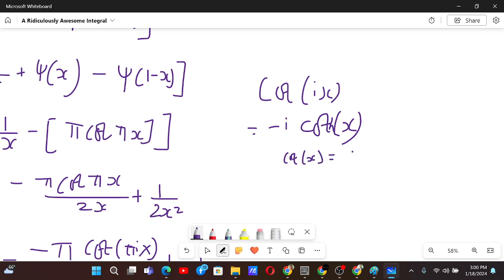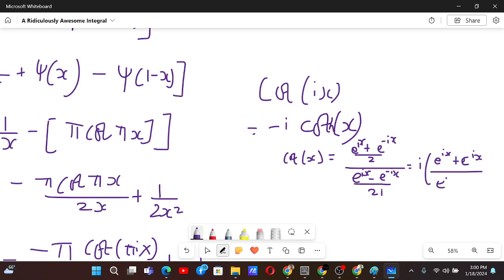Cos x is e to the power ix plus e to the power minus ix by 2, and sin x is e to the power ix minus e to the power minus ix by 2i. So cot x is i times e to the power ix plus e to the power minus ix by e to the power ix minus e to the power minus ix. So this is the cot x.